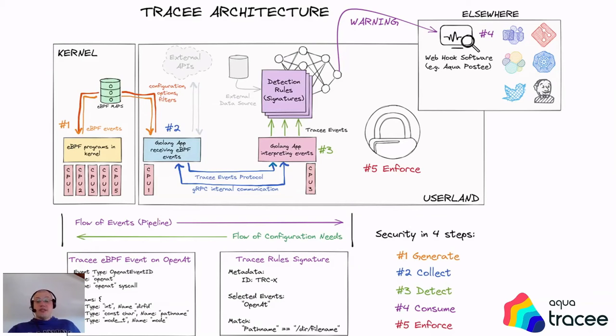the project, at the rightmost side of the picture, the detection mechanism, or what we call Tracee rules. Tracee rules will compare received events with signatures written in Golang, Rego, or GoCell, which is a feature being added now, and deliver detections in different formats and by different means.